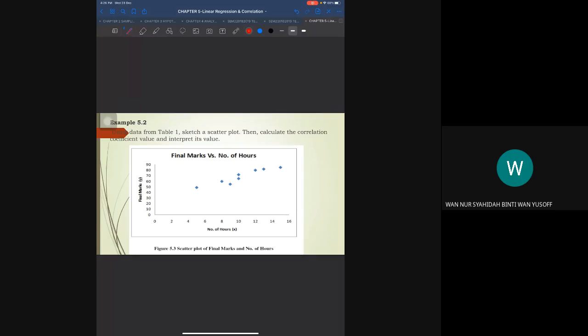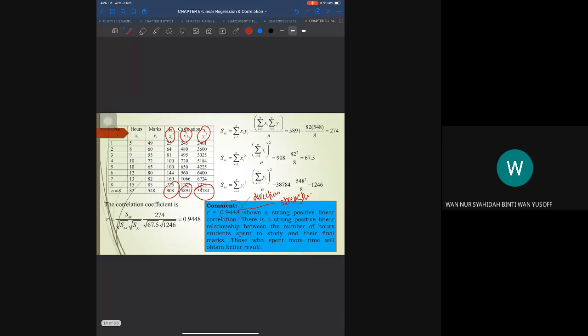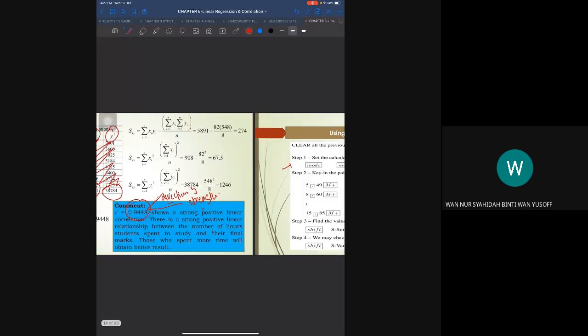Example 5.2. Do not calculate this summation manually. You can get it directly from the calculator, so I leave the calculation to you. When we discuss the exercise, we will discuss how to interpret the R here. The most important thing is that the direction and also the strength must be there in your interpretation. Based on the value here, what is your direction and what is your strength? Both must be mentioned in your interpretation. If not, you will lose your marks.